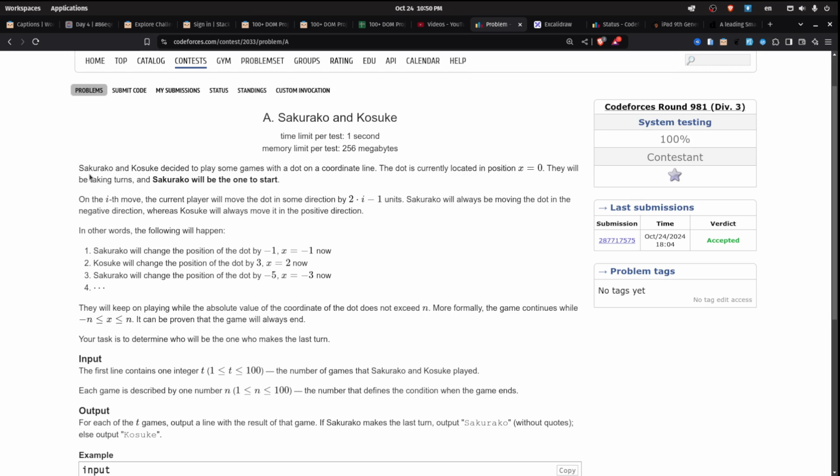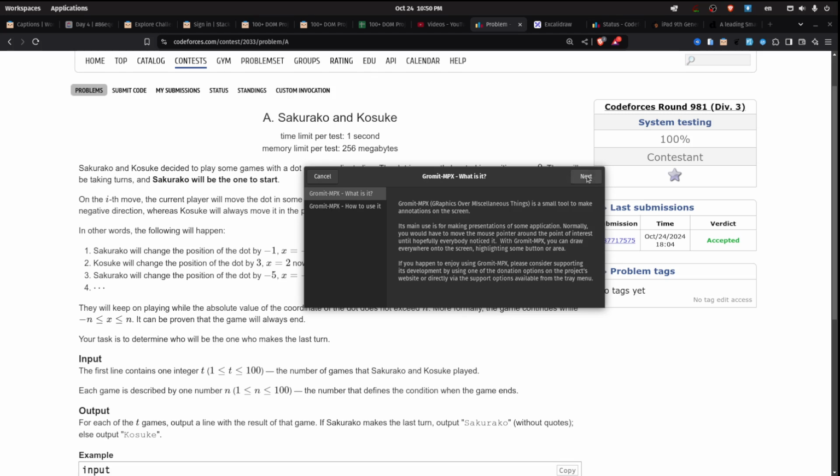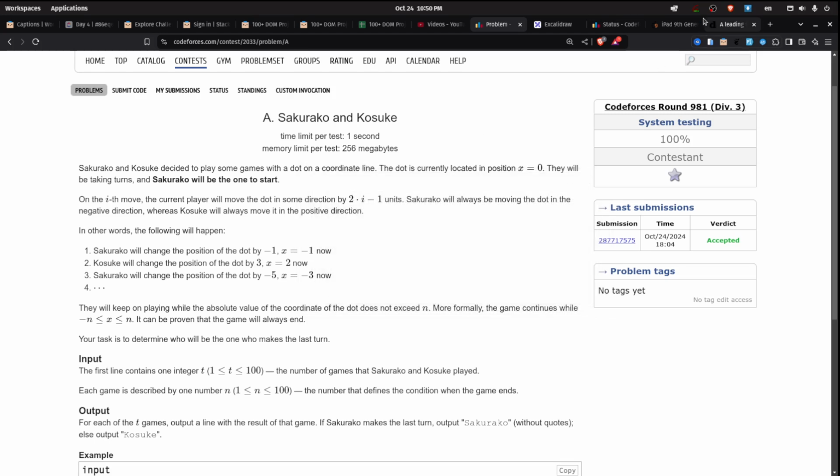Here it says Sakurako and Kosuke decided to play some games with a dot on a coordinate line. The dot is currently located at position x equal to 0. That means if this is the x-axis, then the dot is in the center. Let's discuss using this tool. For example, if this is the x-axis, then the dot is here. This points to 0.